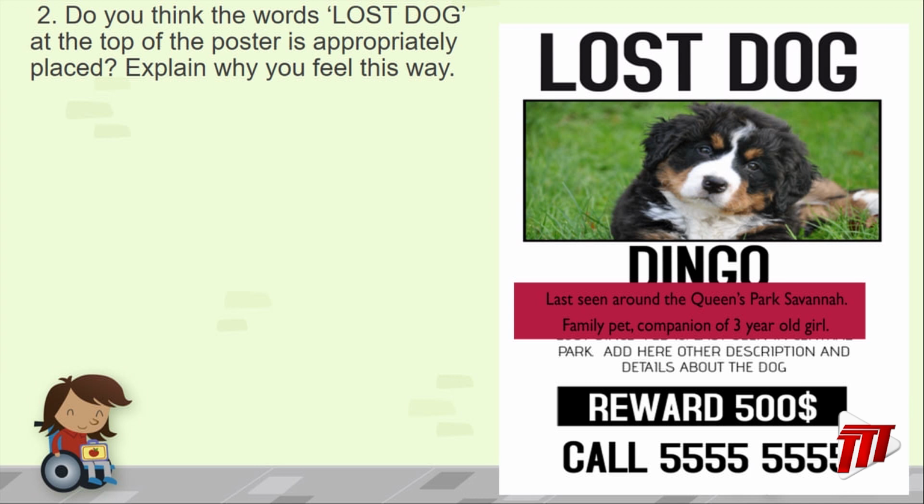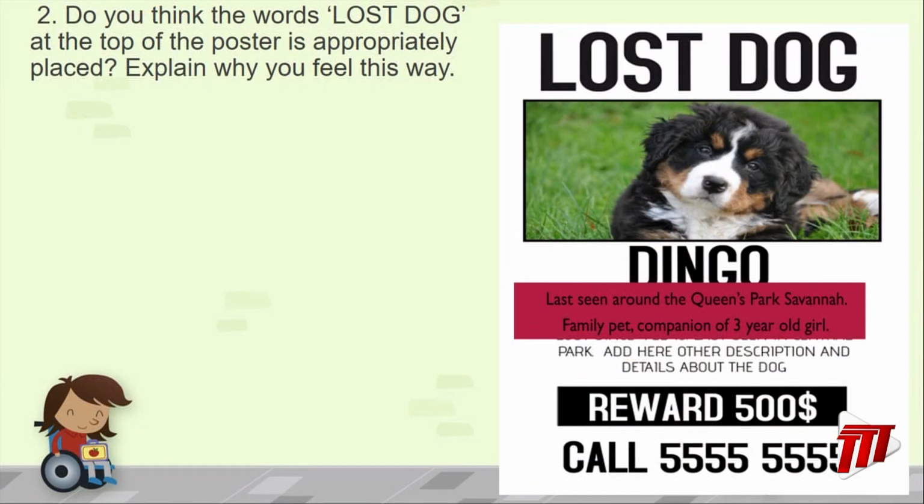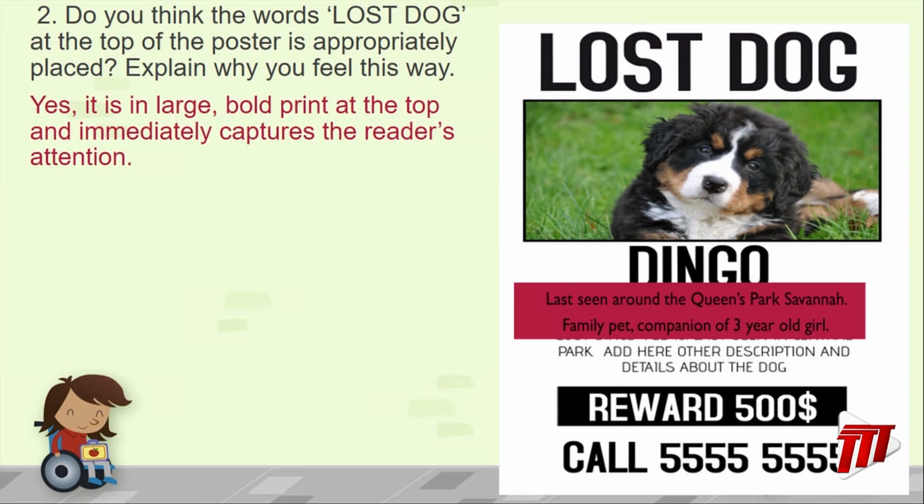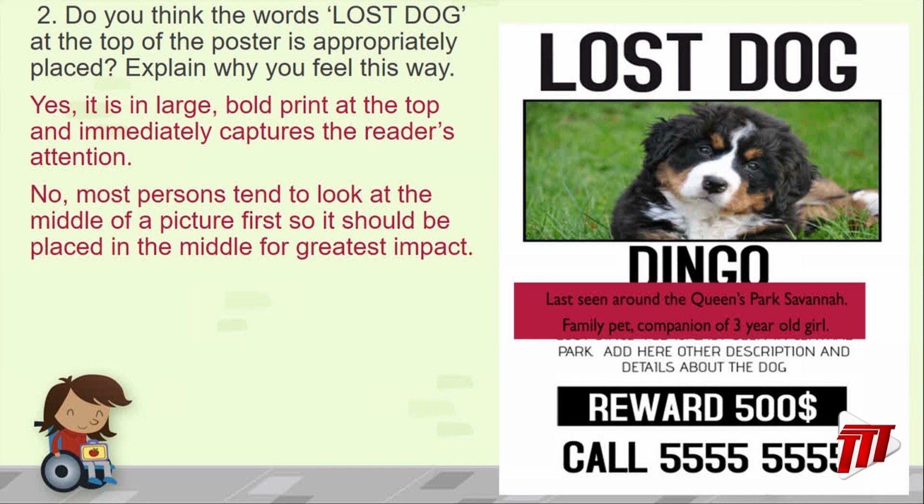Your teacher would have also taught you that when persons look at a picture, most persons tend to focus on the center of the picture first and then look outward. So if we wanted to emphasize the fact that we were looking for a lost dog, we should have placed the words lost dog at the center of the graphic and not at the top as a header. In our situation, we could say, yes, it is in large bold print at the top and immediately captures the reader's attention. Or we could say, no, most persons tend to look at the middle of the picture first, so it should be placed in the middle for greatest impact.